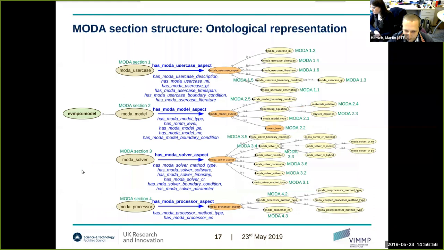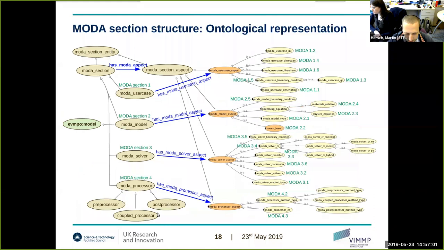And this is the class hierarchy associated with it. In the case of the processor, because the processor is defined logically, not technically, there are different types of processors that can be distinguished. In particular, processing can occur at any time. It's not necessary that it occurs as post-processing. It can also be realized as processing during simulation time and can be before simulation time, and so on and so on.